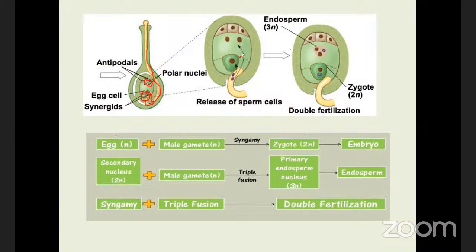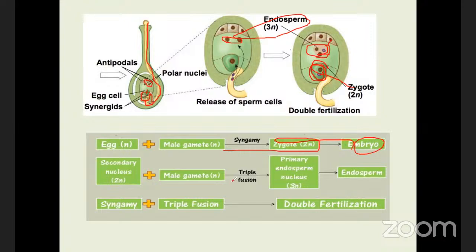What is happening here? One male gamete is fusing with the egg cell, forming the zygote. The second male gamete, you see, is going toward the polar nuclei. The two polar nuclei plus the second male gamete are forming the endosperm, triploid endosperm. These are the two fertilizations, this is the one, this is the two. The first fertilization we call syngamy, so that it forms the zygote, and it forms the embryo and seed.